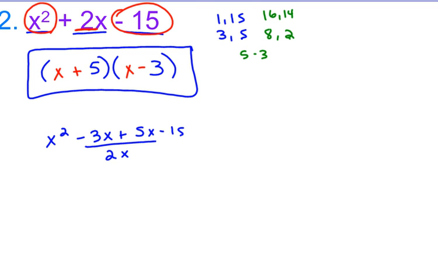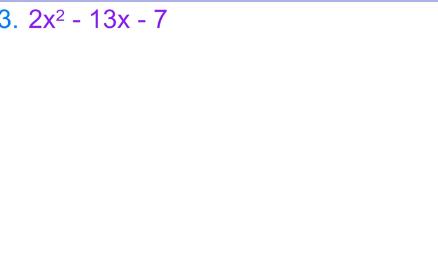Number 3, is there a greatest common factor? No, 7 and 13 are primes. There's no greatest common factor. So now, this is the first one where when I write my two parentheses, what are my factors of 2x squared? Well, it would have to be a 2x and a 1x. No other choices. So those I can plug in. Then I have factors of negative 7. So I'm either going to have 1 and negative 7 or negative 1 and positive 7.